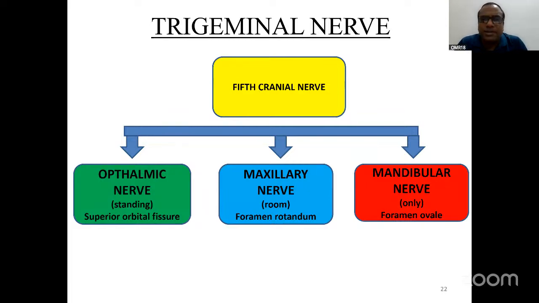How to remember these foramina? You can remember with a mnemonic: standing room only. Like a room where there are no chairs, only standing. So the ophthalmic nerve, standing. S, superior orbital fissure. So simple to learn this. Room, next one. The maxillary nerve, room, foramen rotundum. Then comes only, O, foramen ovale. So ophthalmic nerve, maxillary nerve, mandibular nerve: standing room only.